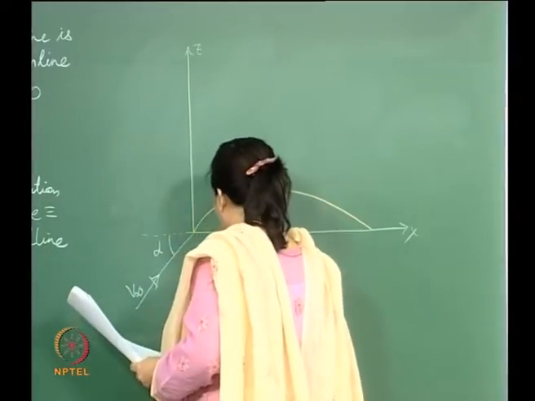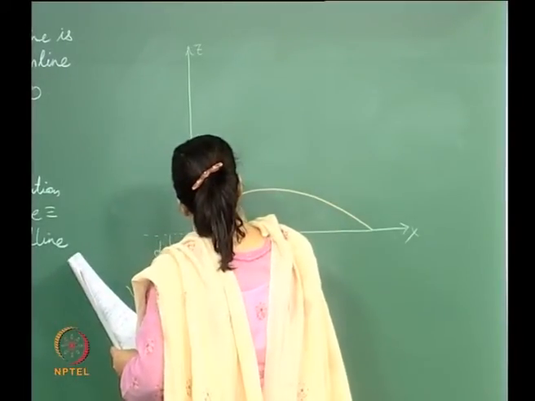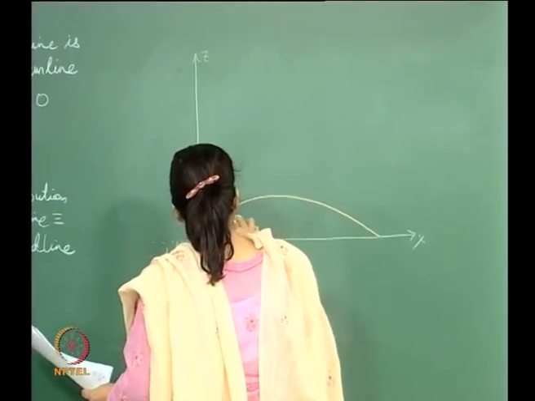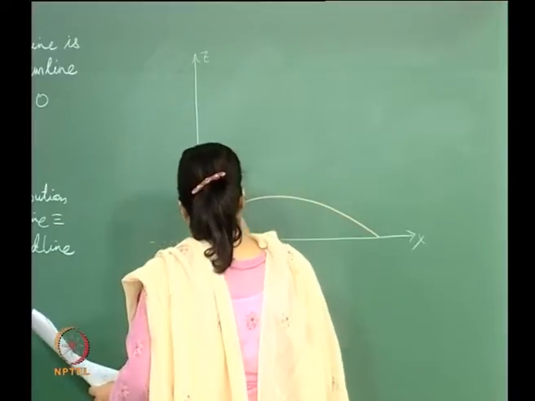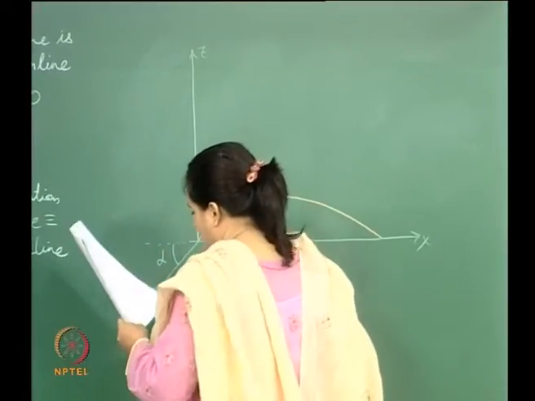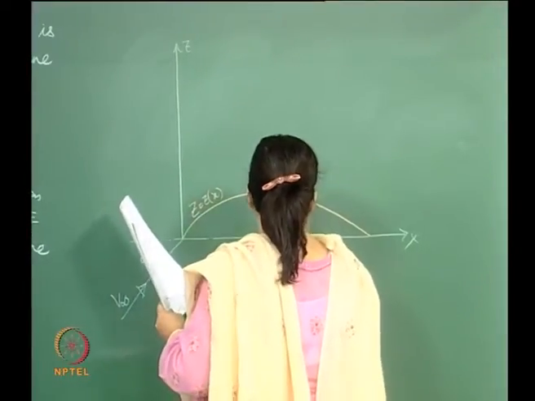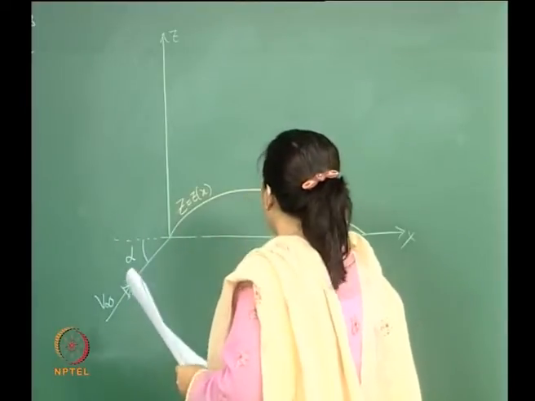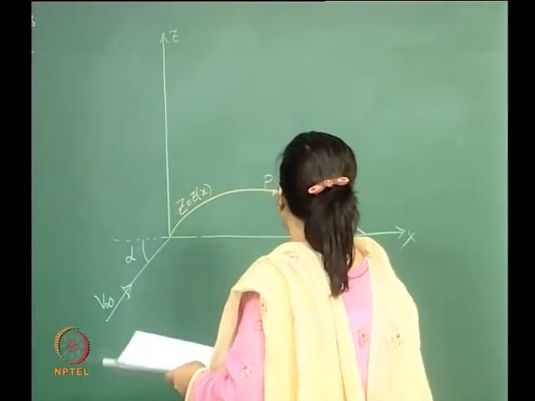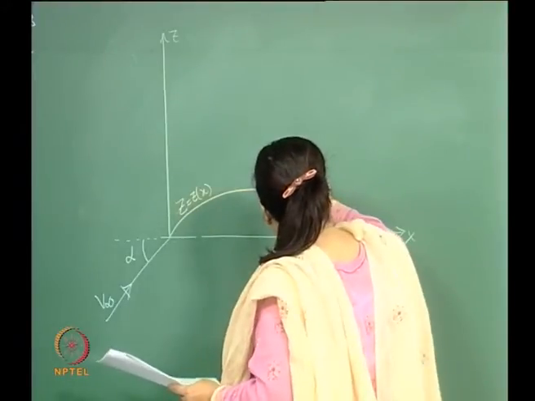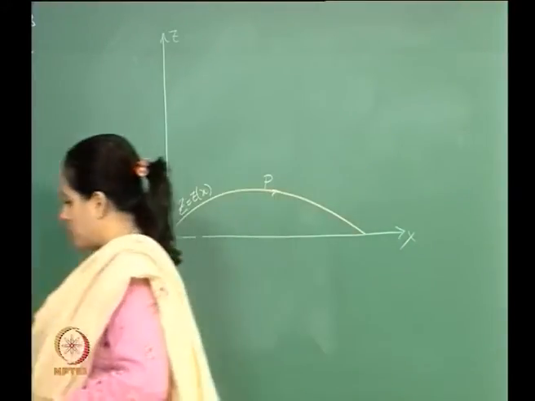This is the free stream, or the camber line, as we have from before. Now, let us consider a point P over here, and drop a perpendicular at this point.